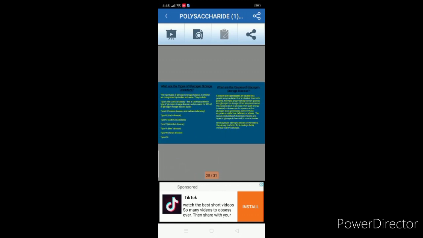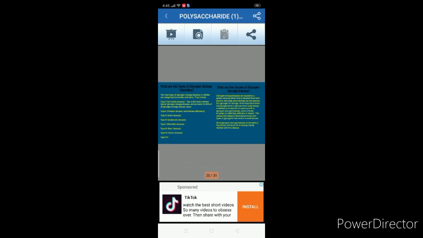What are the types of glycogen storage disorders? The main types of glycogen storage diseases in children are categorized by number and name. They include type 1, von Gierke disease. This is the most common type of glycogen storage disease and accounts for 90% of all glycogen storage disease cases. Type 2, Pompe's disease, acid maltase deficiency. Type 3, Cori's disease. Type 4, Andersen's disease. Type 5, McArdle disease. Type 6, Hers' disease. Type 7, Tarui's disease, and type 8.